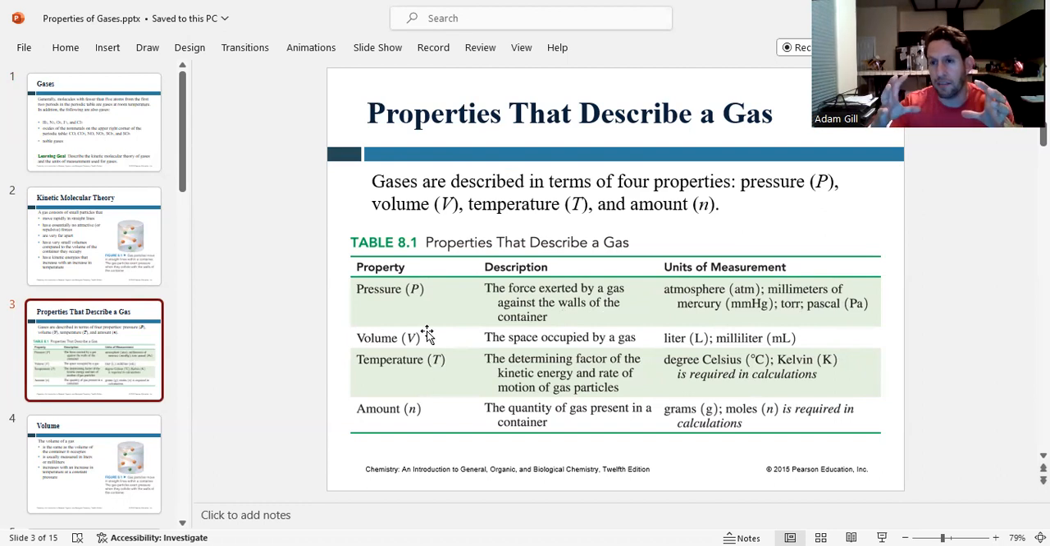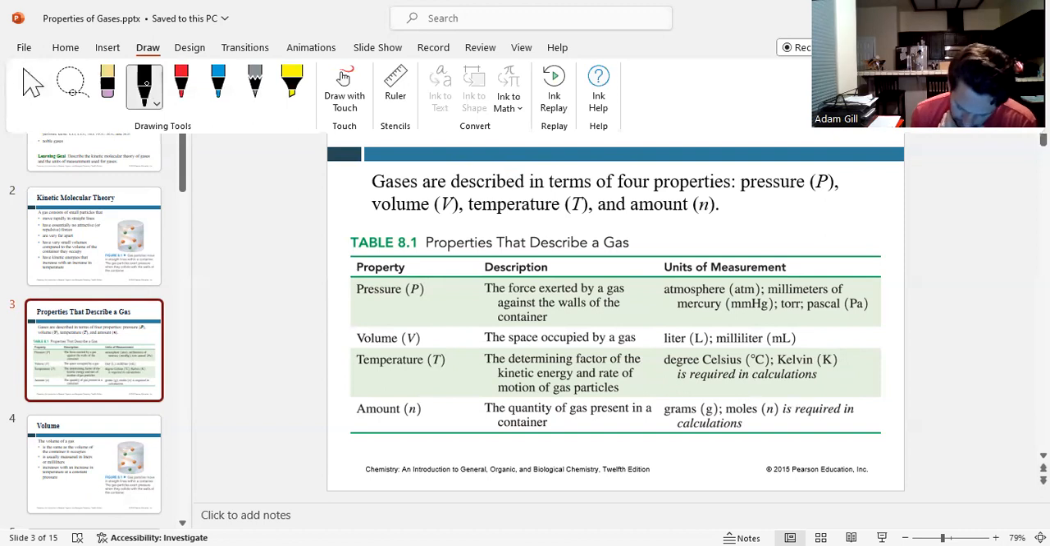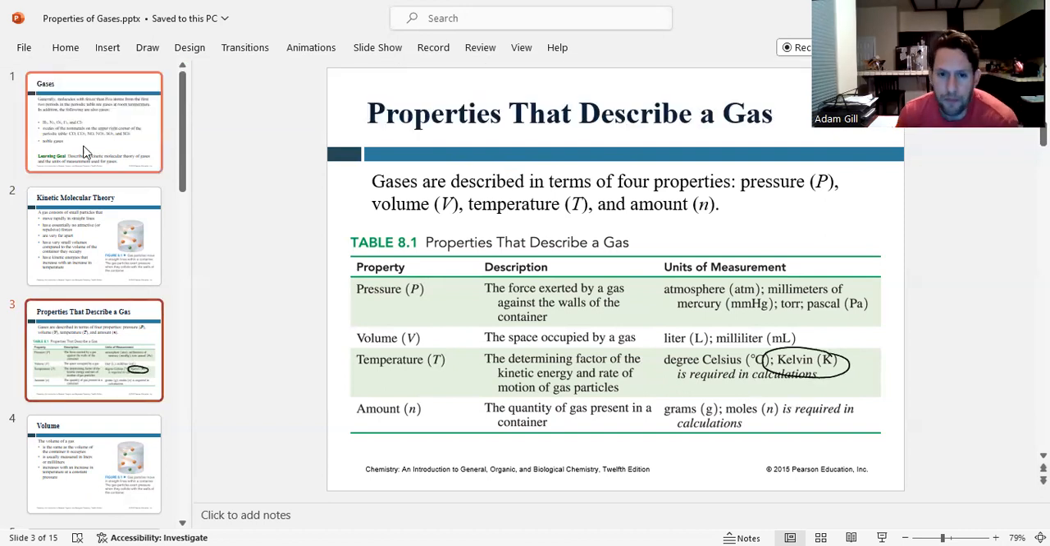Volume is the amount of space a gas occupies. How big is the container? And we measure that in liters or milliliters. Temperature, obviously, you guys know what temperature is. This determines the relative kinetic energy of the particles, how fast they're moving. We measure this in degrees Celsius or Kelvin. So all the equations we're going to use in this chapter, we're going to be using Kelvin. It's very important. And the amount of gas, basically how many molecules of gas are there in our sample. And we typically measure that in moles.